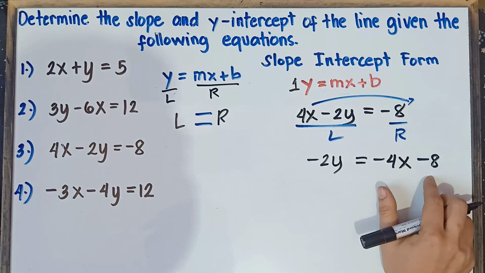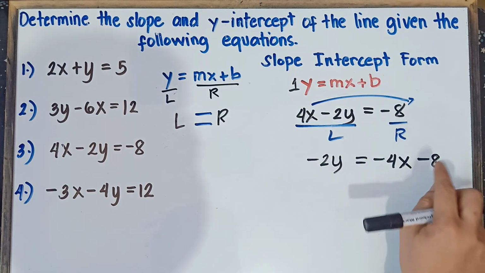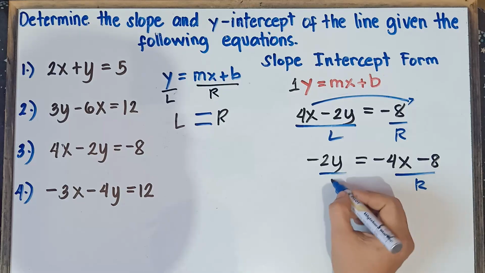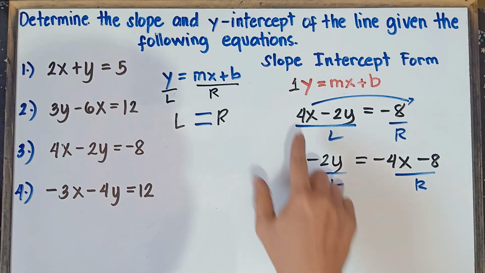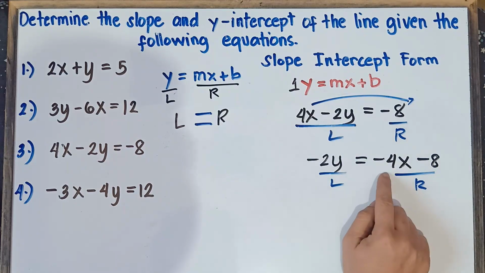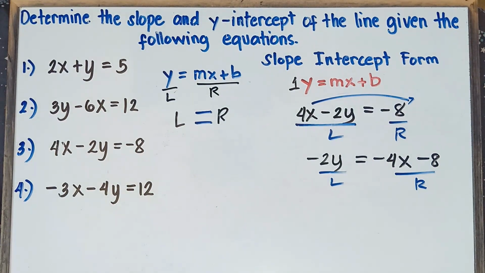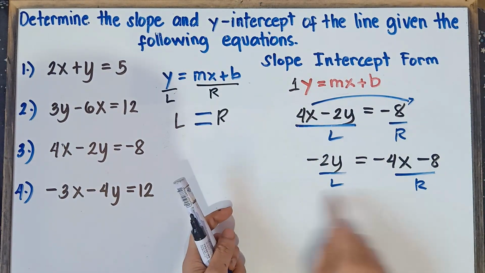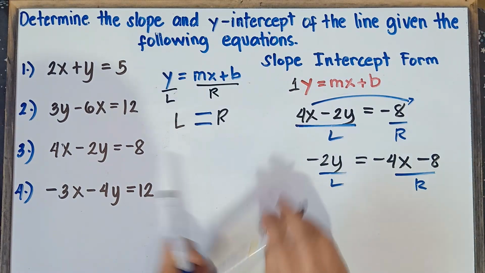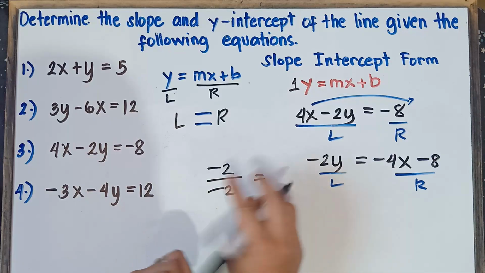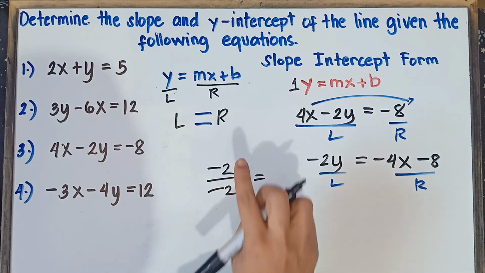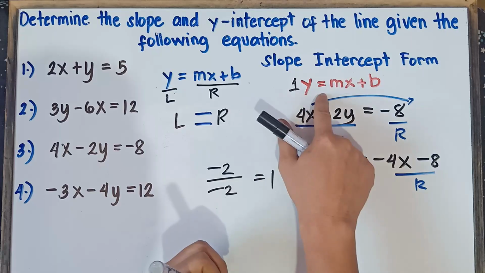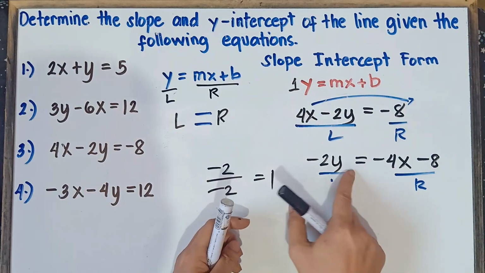Do not change the sign, class, of negative 8 because negative 8 is still on the right side of this equal sign. Okay, once again, this is right and then this is left. We just simply transpose 4x from left to right. This is positive, it will become negative 4x. Alright, now since we need to follow this format, we have 1y. So therefore, we need to divide both sides by negative 2. Because negative divided by negative is positive. 2 divided by 2 is 1.